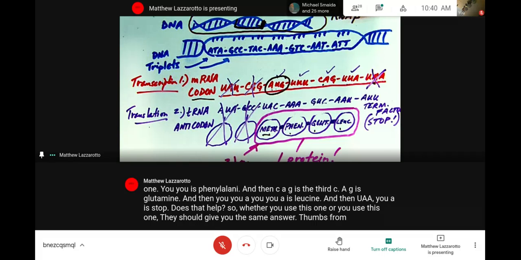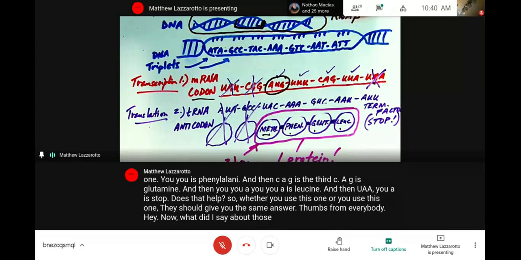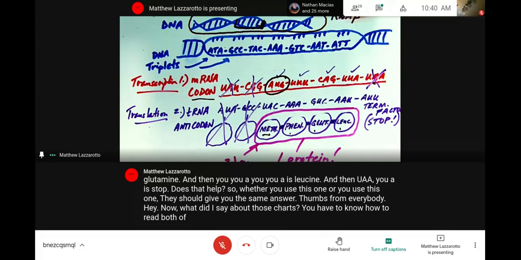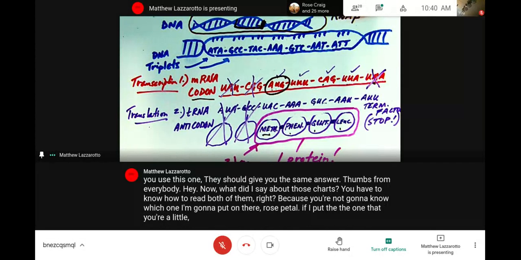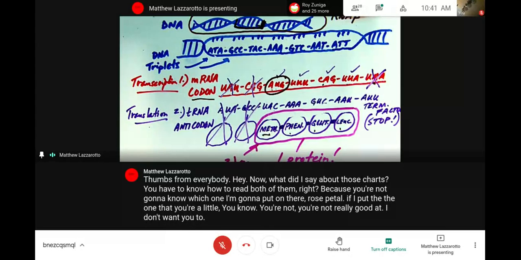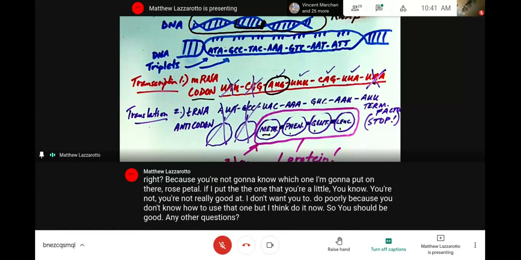Thumbs from everybody? Okay. Now, what did I say about those charts? You have to know how to read both of them, right? Because you're not going to know which one I'm going to put on there, Rose Petal. If I put the one that you're not really good at, I don't want you to do poorly because you don't know how to use that one. But I think you know how to do it now. So you should be good.